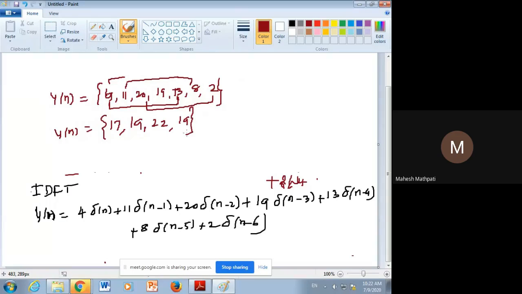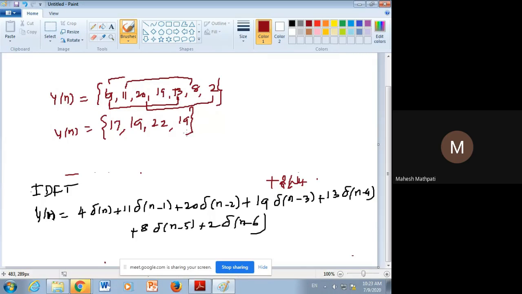Is this the same as our previous answer? Yes, sir. So this is another way of going with the DFT and IDFT method. You can decide, otherwise you can go with the normal procedure also.